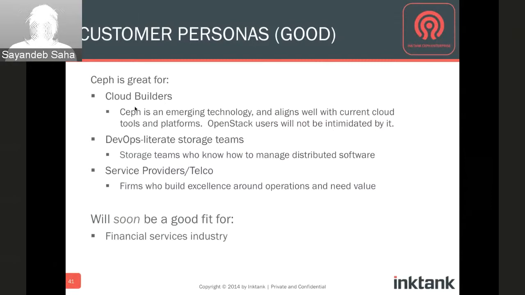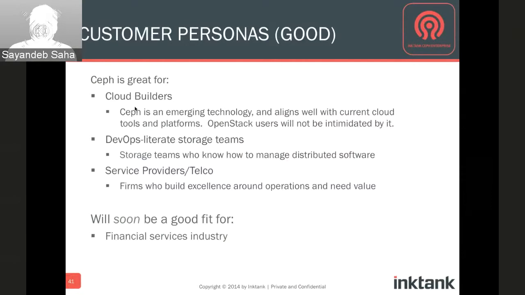Ceph has traditionally been sold to folks within a company who are not storage admins. This has proven true in pretty much all deals that InkTank has signed so far. The adopters have been departments within the company that are not storage departments, but rather cloud departments or cloud storage departments, where people are more Linux savvy. They know what they're doing with Linux and like Linux for one reason or the other.